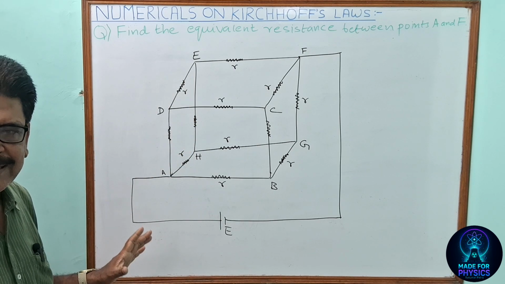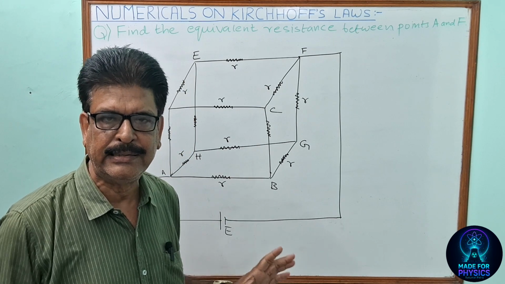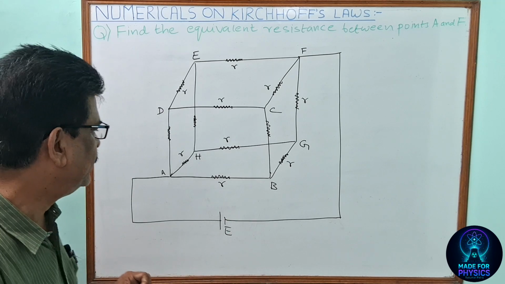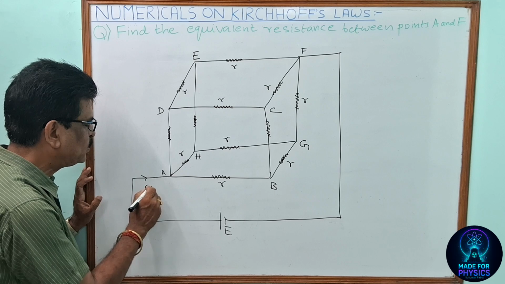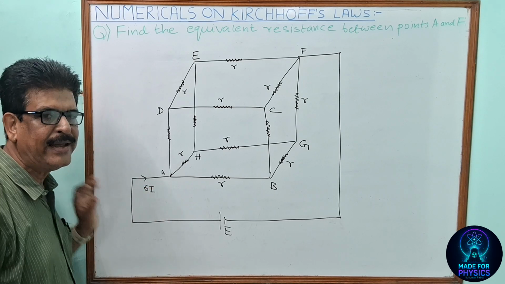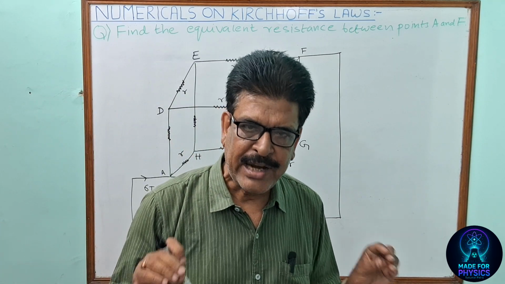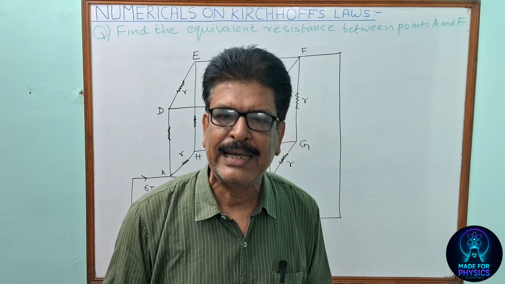Now what should be that current? I'll consider here the current as 6I. Your obvious question will be why 6I and not I? I'll try to explain why it is 6I.